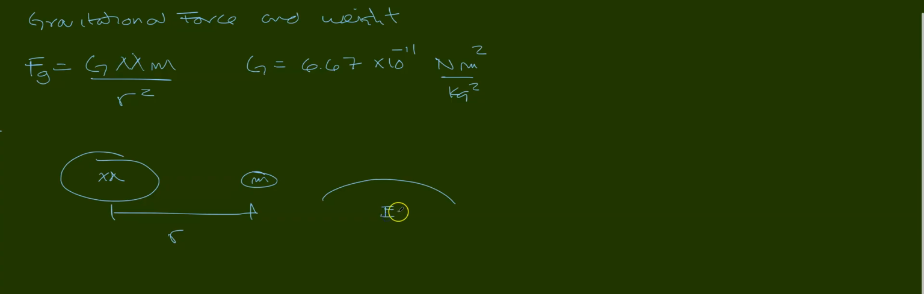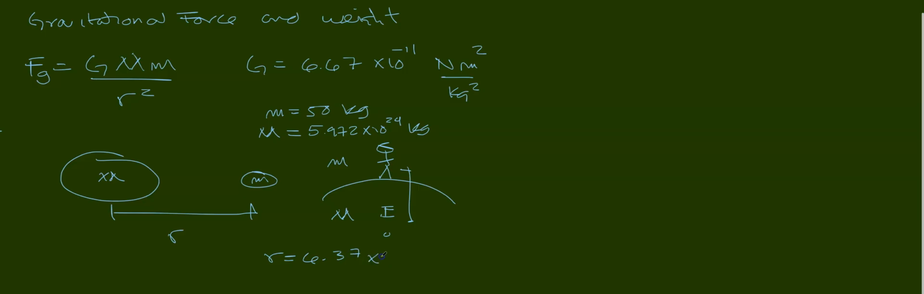We're going to put one of the masses as the Earth and the other mass is you. So this is the big mass, this is the small mass. Let's say your mass is 50 kilograms. The mass of the Earth is 5.972 times 10 to the 24 kilograms. And the distance between the center of Earth and you, well, is the radius, which we found the other day. We used it the other day for a problem, and it's 6.37 thousand kilometers.